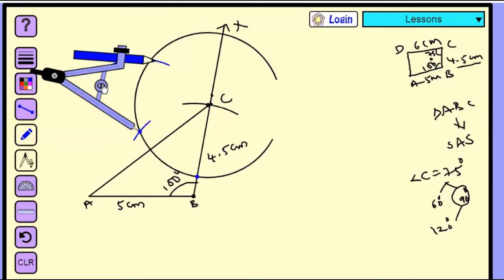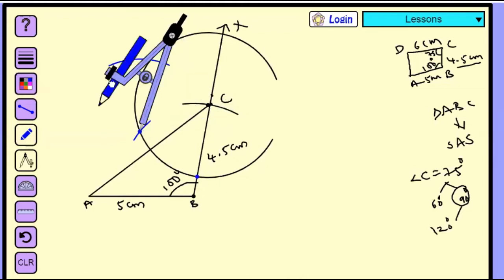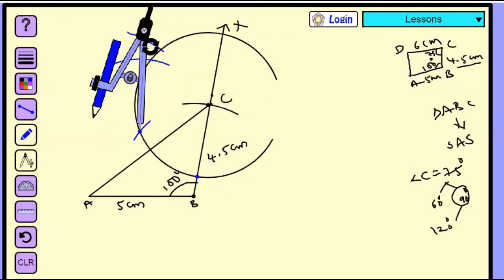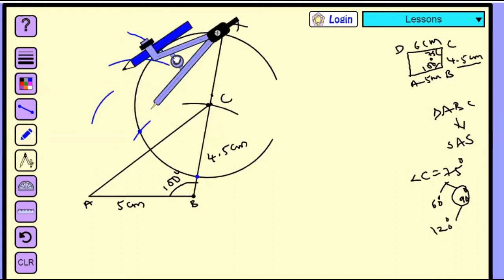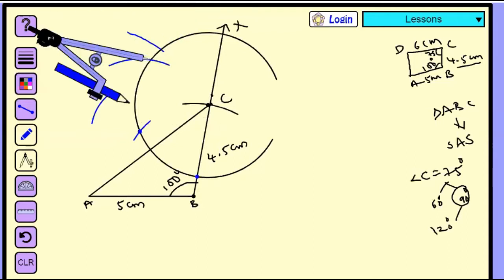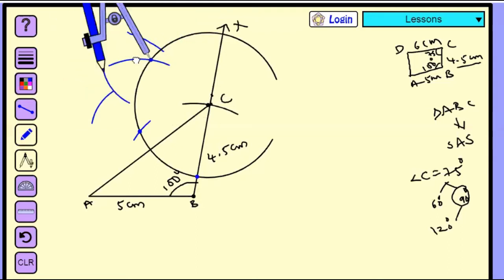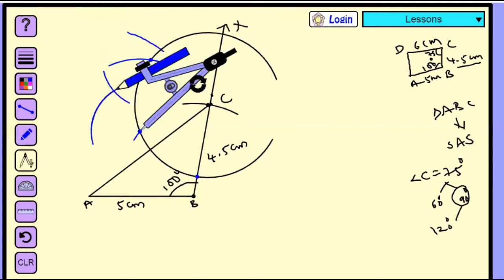Now bisect the 60 and 120. For that you should take more than half of this 60 and 120 arc. Now with the center of 60 degrees, draw an arc here. Now with the center of the 120 degrees, cut the previous arc here. Then here we are getting the 90 degrees.